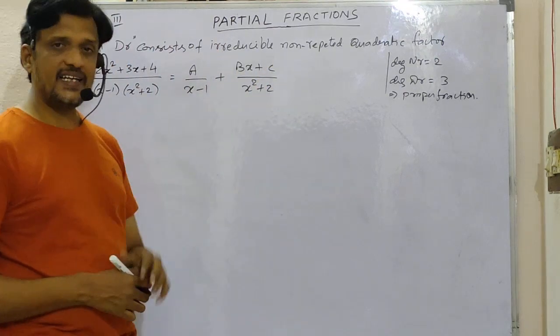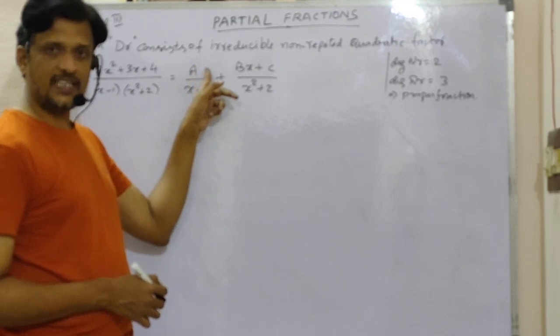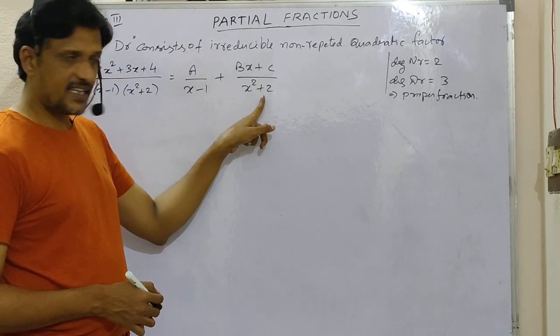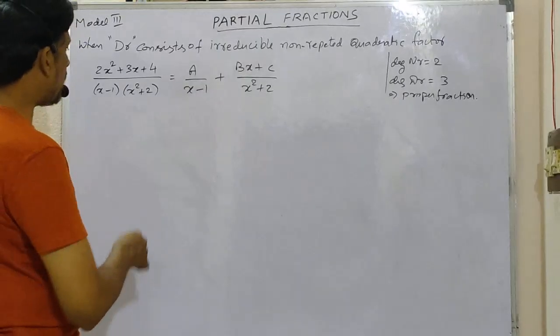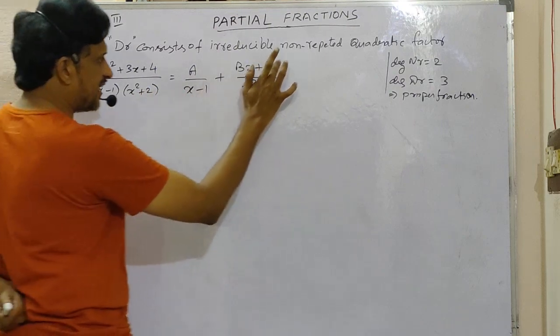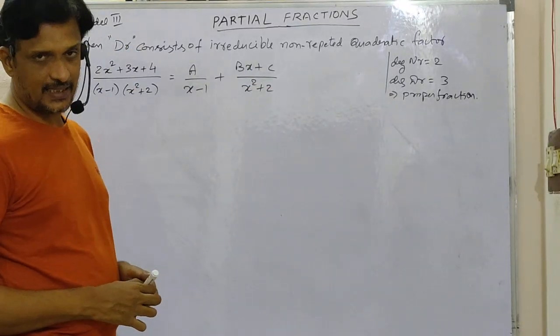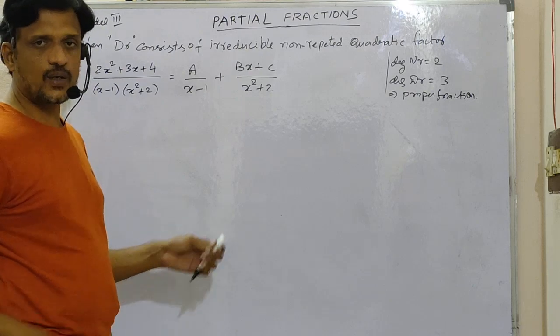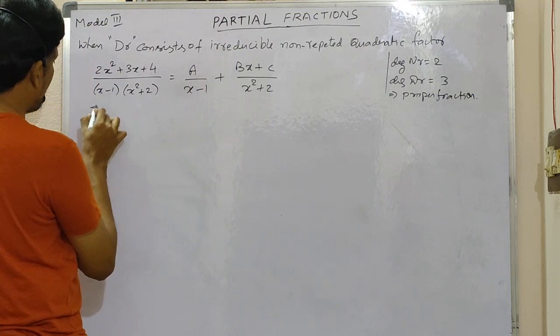Linear means you will get a linear term in the numerator. If the denominator is linear, a constant will be there in the numerator. Since the denominator is quadratic, the numerator will be linear. So corresponding to every non-repeated irreducible quadratic factor, there exists a partial fraction like this. Now calculate the values of A, B, C. Take the LCM and equate the numerators.